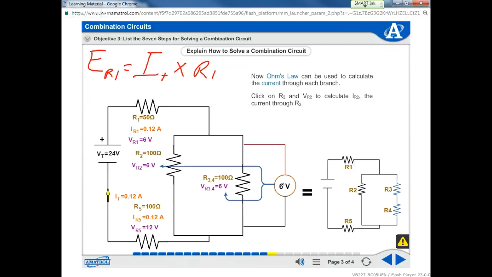Okay, so how are we going to calculate current? What formula do we want to use? We're going to use E divided by R equals I. I of what? I across R2 is going to be solved with the voltage across, or the ohms of R2, and then we're going to have to use our voltage of VREQ equivalent.